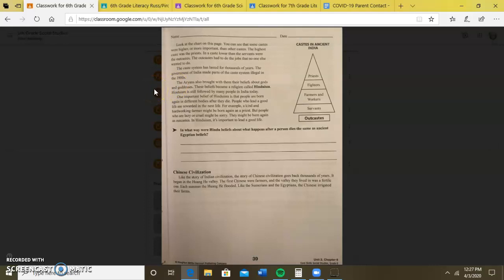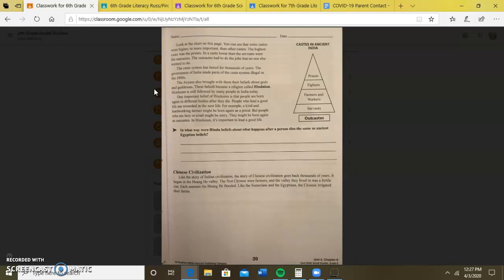The Aryans also brought with them their beliefs about gods and goddesses. These beliefs became a religion called Hinduism. Hinduism is still followed by many people in India today. You will learn more about Hinduism in seventh grade as well, just so you know. One important belief of Hinduism is that people are born again in different bodies after they die.